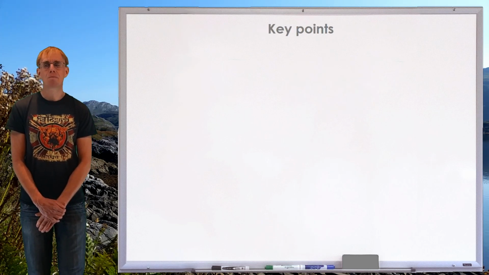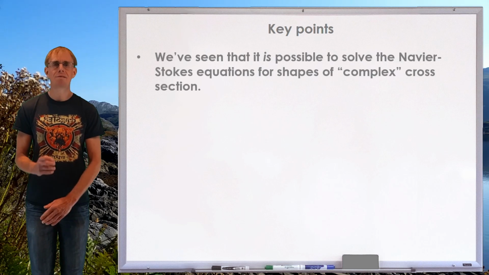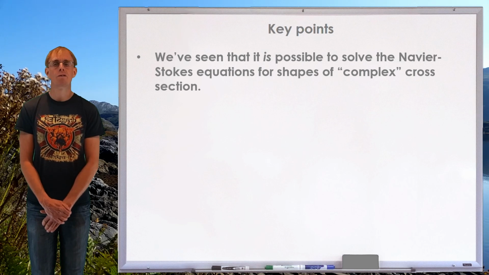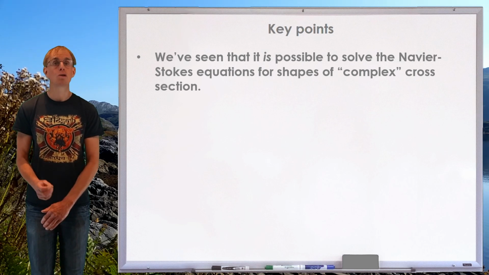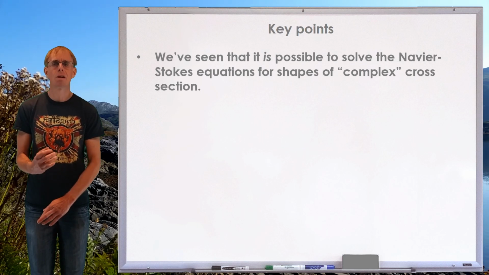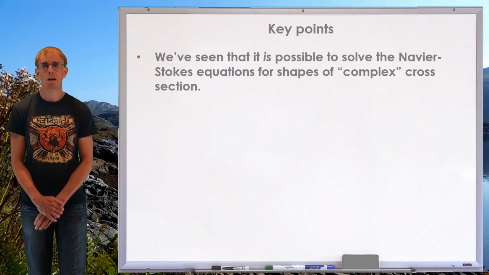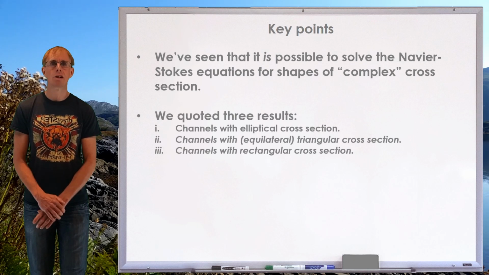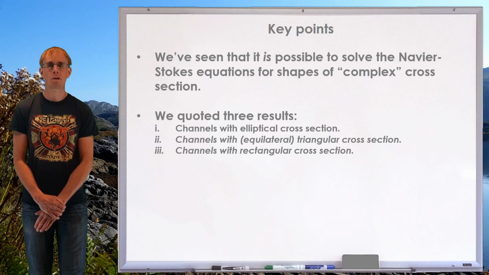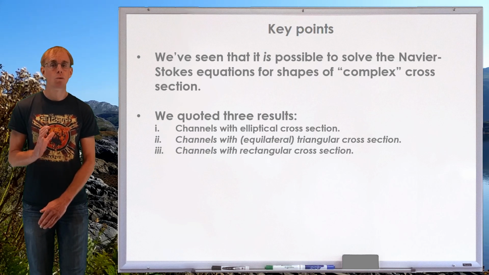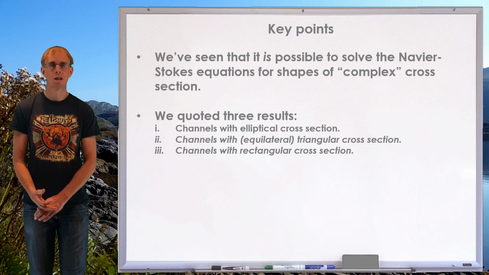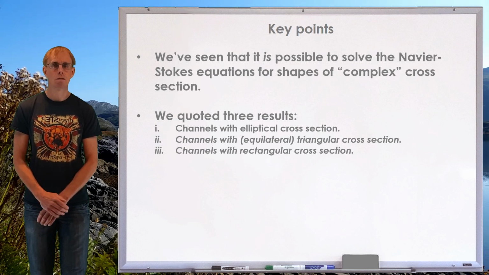Let's recap a few key points. So the crux of this lesson was to demonstrate that it is possible to solve the Navier Stokes equations for two-dimensional shapes. And I'll call those shapes of complex cross-section because they're more complicated than a one-dimensional shape. We've had a look at three results. We haven't looked at the derivations, but I've given you the reference for the curious to have a look at. We've looked at results for elliptical cross-section channels, equilateral triangularly shaped cross-sectional channels, and rectangularly shaped cross-sectional channels.